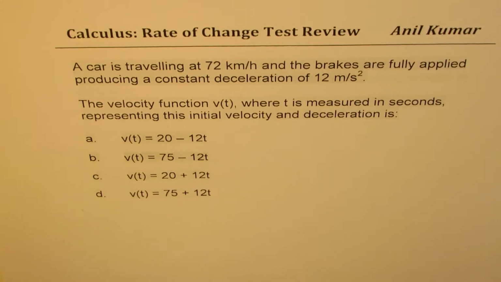The other questions here are kind of like this. A car is traveling at 72 kilometers per hour and the brakes are fully applied, producing a constant deceleration of 12 meters per second. The velocity function v of t, where t is measured in seconds, representing its initial velocity and deceleration is, you are given choice of 4 functions. You need to select the correct one.